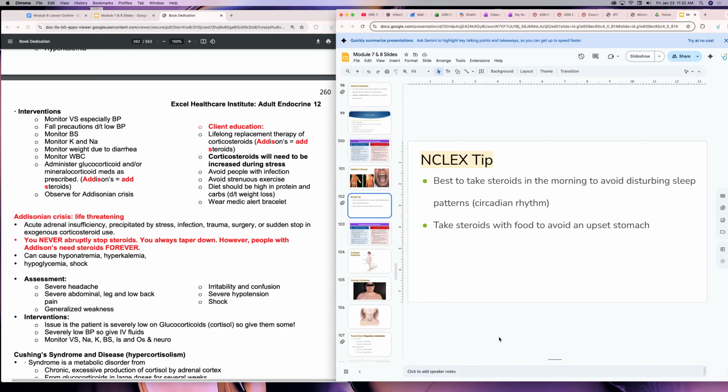And NCLEX tip: it's best to take steroids in the morning to avoid disturbing sleep patterns, like cortisol, which is the stress hormone that we've been talking about. It's highest in the morning, or it should be highest in the morning. So we want to mimic the body's natural circadian rhythm. So it's best to take steroids in the morning and take steroids with food to avoid upset stomach, because remember, steroids irritate the GI lining.